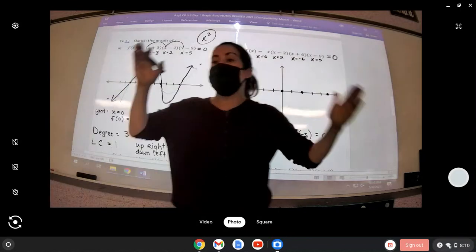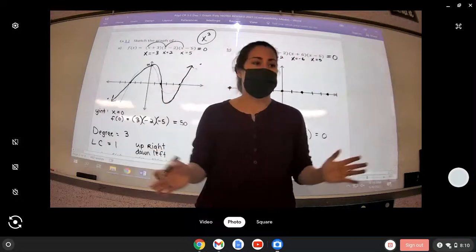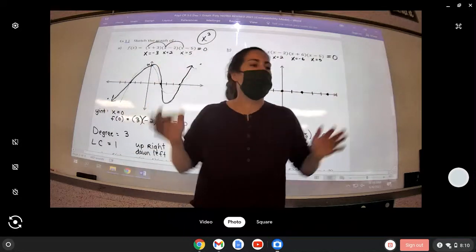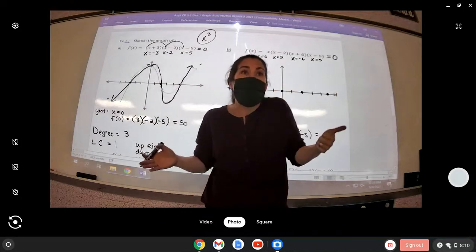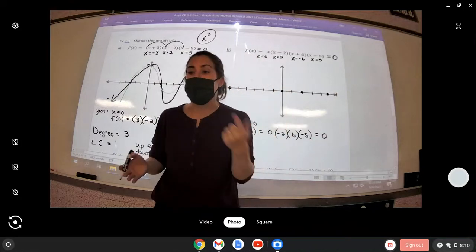Now I got to figure out my end behavior. What's this graph doing? Where is it up? Where is it down? What's happening? So in order to do that, you need the degree, even or odd, and you need the sign of the leading coefficient.